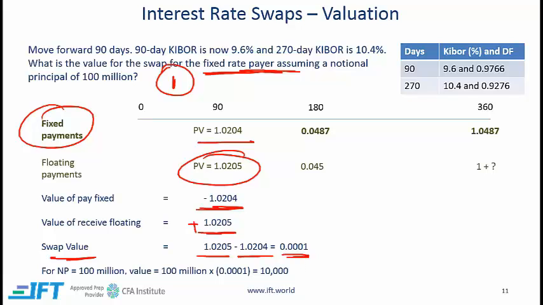We have a notional principal of 100 million. And this is based on 1 unit of currency. So you have 1 unit of currency value this. For 100 million, you just multiply by 100 million and you get 10,000. So that is the value of the swap for the fixed rate pair.